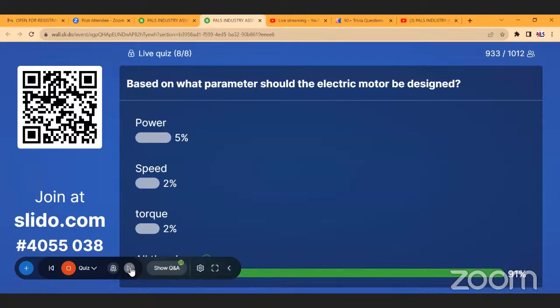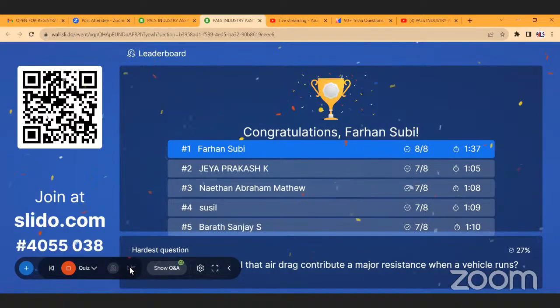Okay, now you can just Alt-Tab and come to the Zoom screen and see who has got all the answers right. Probably we'll give a discount on the first two questions. Farhan Shubi, I don't know which college you're from. Farhan, Jay Prakash K, Nathan Abraham, Sushil and Bharat Sanjay, you have not appended your college name, so I do not know which college. But this leaderboard comes with the right answers as well as the time that has been taken. Farhan Shubi got all the answers right, in 1 minute and 37 seconds. Congratulations to all of you who have participated.